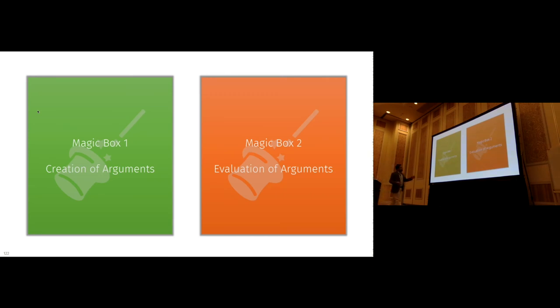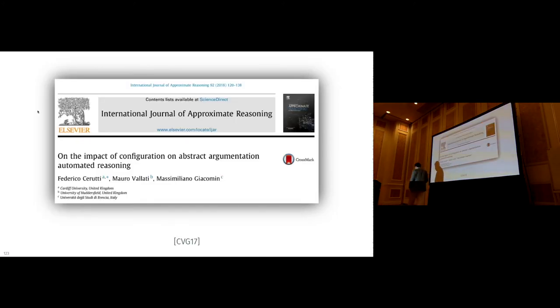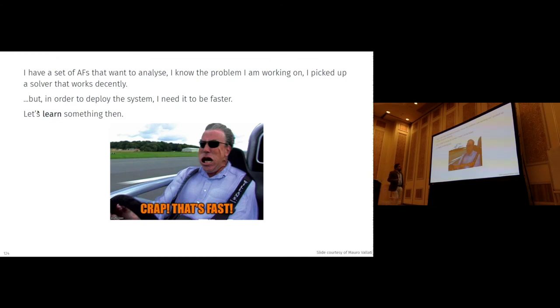So if magic box one is early stage for argumentation, from formal argumentation there is much more to do here. For magic box two, the evaluation of arguments, we have a few more results that we can already see in terms of using machine learning for supporting argumentation. Most of what I'm going to describe is based on papers that with colleagues we published a couple of years ago and this year as well, and most of the slides here are courtesy of a colleague of mine who is the co-author, Mauro Vallati.